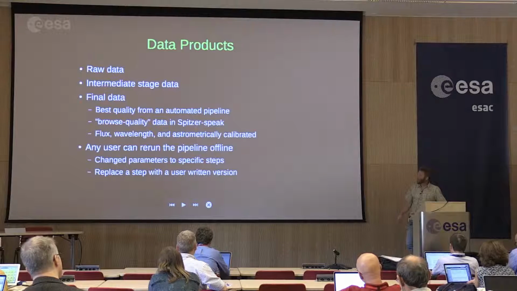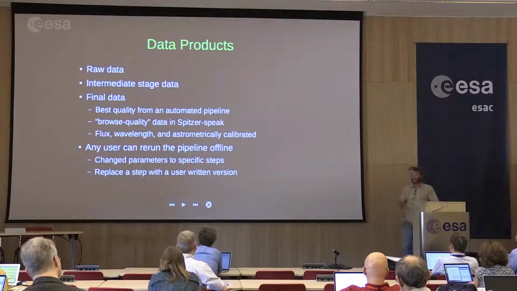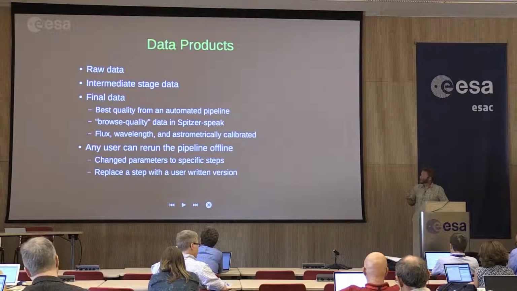from an automated pipeline. It might be perfect for your science, it may not be. You may want to do things in addition to make it better. In Spitzer speak, this was called browse quality. You can at least look at it and see what your data look like, which gives you a really good idea of the quality of the data you're going to get in the end. It's going to be flux, wavelength, and astrometrically calibrated.